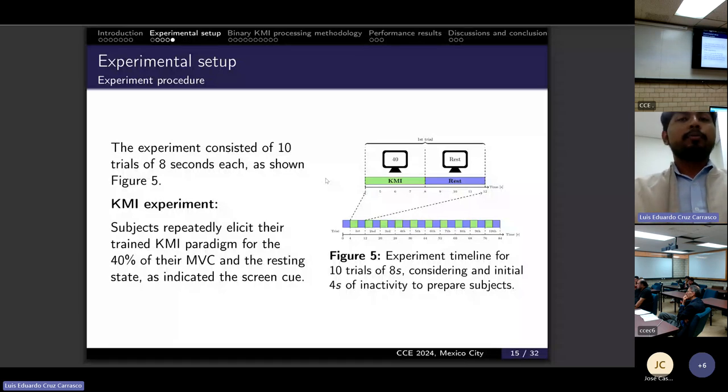they participate in the experiments in which we acquired the EEG data. The subject repeats the KMI that they identified before for 4 seconds, and after that, they rest 4 seconds more. They were in standby during the resting state. This state was guided by a screen. The screen displays a 40 when the subject has to perform the 40% of the MVC in KMI. Each of these cycles was one trial. The experiment consists of 10 trials.